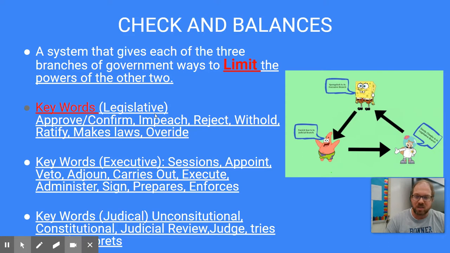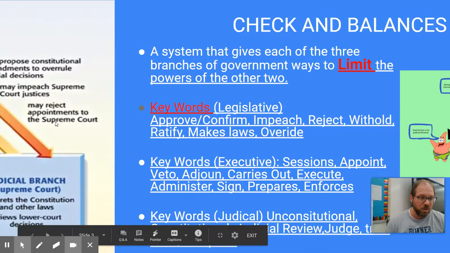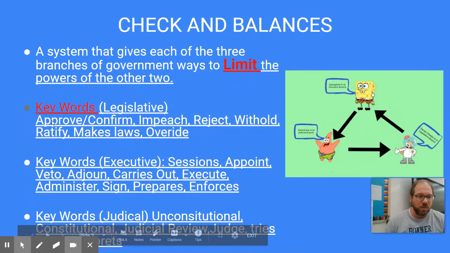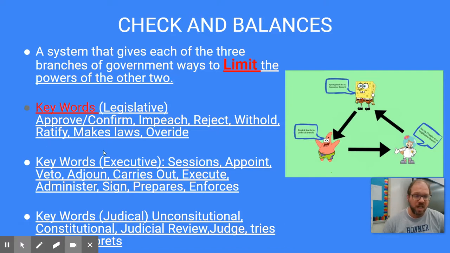Keywords of the legislative branch. If you see any of these words on a test, on a quiz, anywhere, it's referring to the legislative branch and how it limits the power of the other two. You will find words like approve, confirm, and reject. Impeach, withhold, ratify, making laws, and override. And that's all the ones I'll need you to know about the legislative branch.